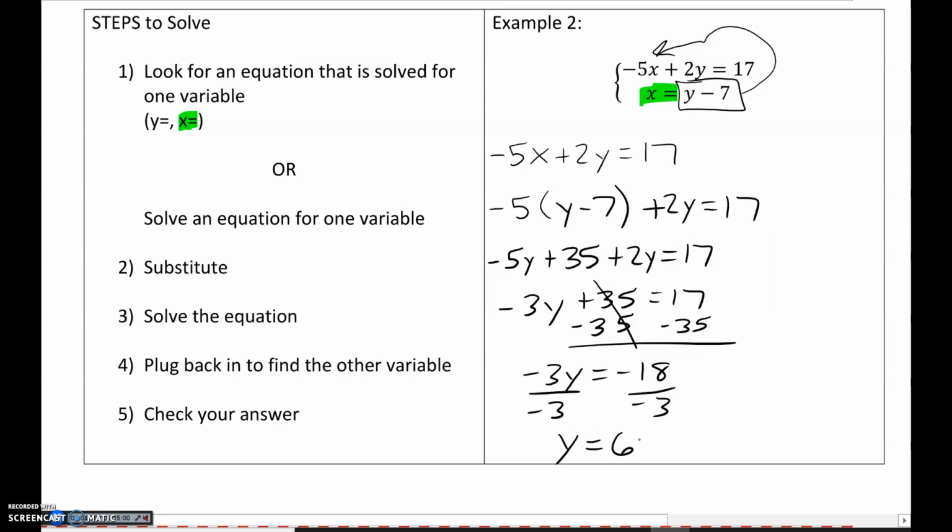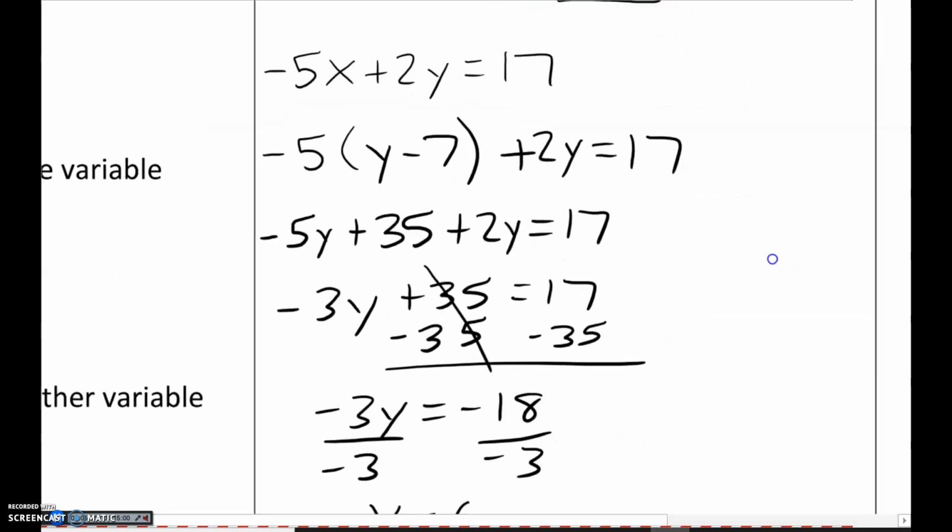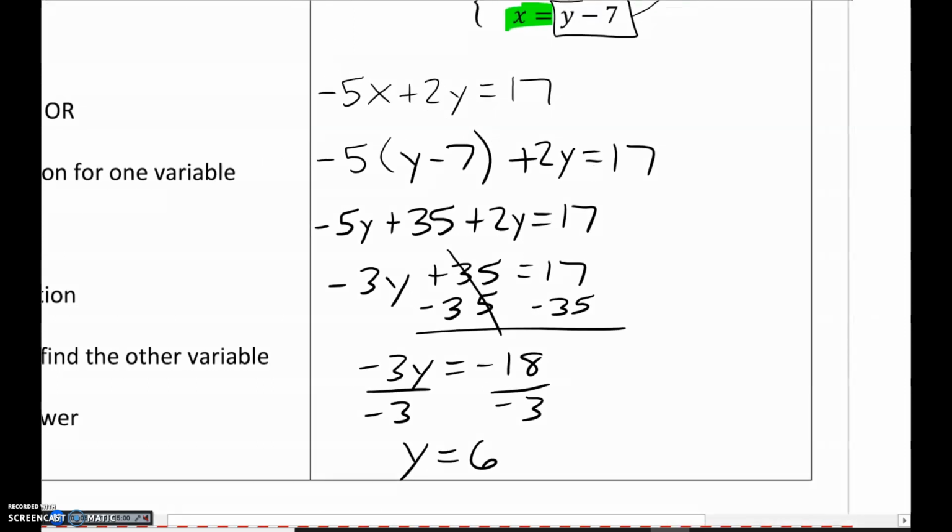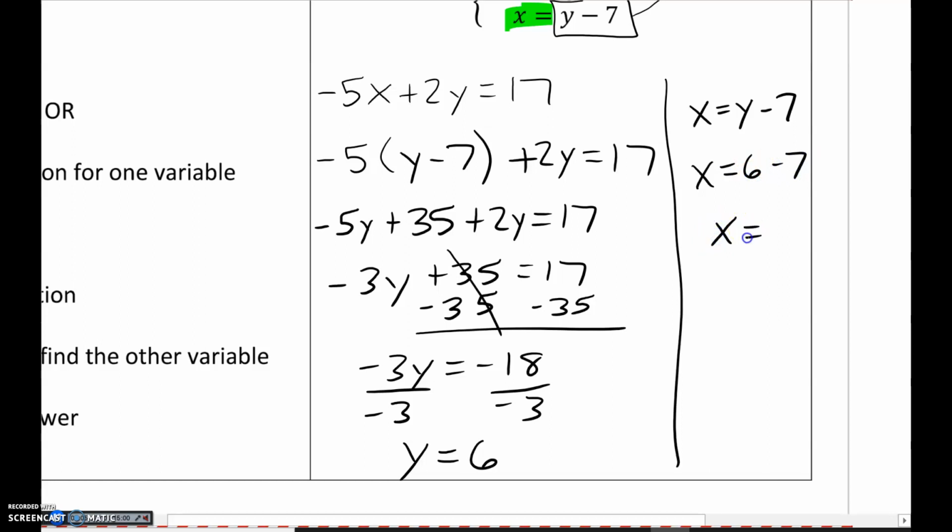All right, so we just figured out the first value, so now we have to plug it into the other equation. So we have x equals y minus 7. You just told me that y equals 6, so I'm going to replace and substitute y with 6 and get x equal to negative 1. So my solution here then is my coordinate to be (-1, 6).